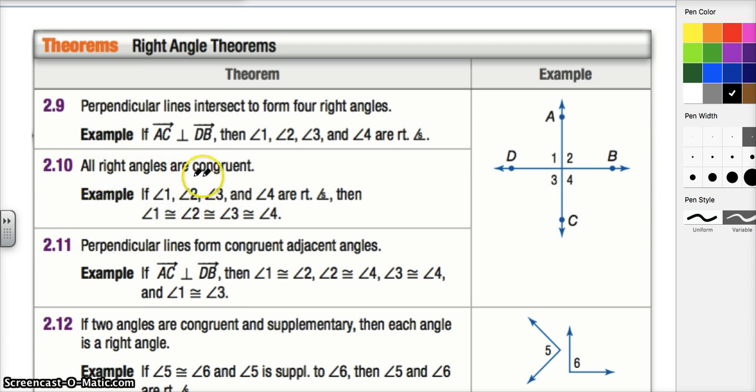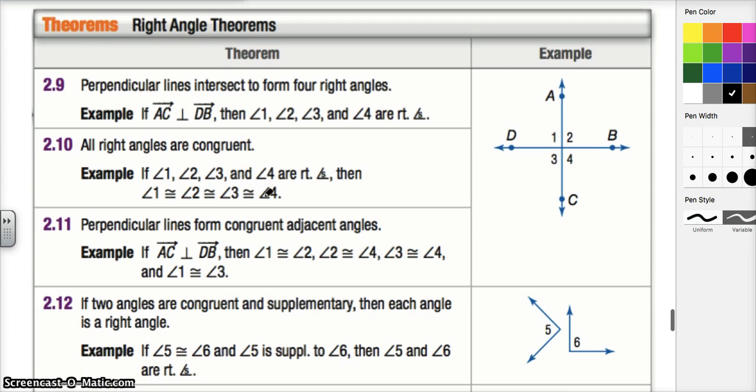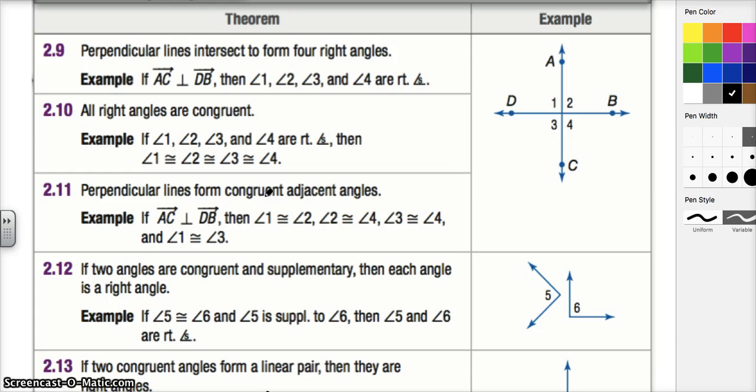All right angles are congruent. Yup, that makes sense. If it's a right angle, then it's 90 degrees. And if it's 90 degrees, then it's equal. And if it's equal, then it's congruent. So we can prove that pretty simply. So all right angles, angles 1, 2, 3, 4, if they're all right angles, then they're all congruent to one another.